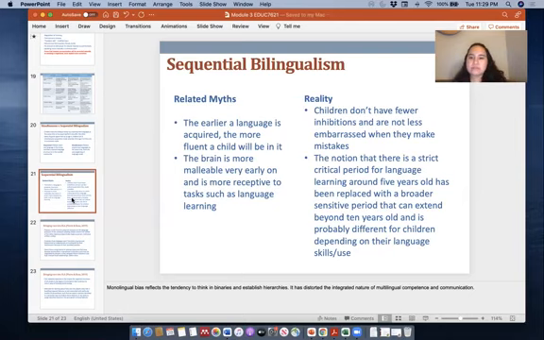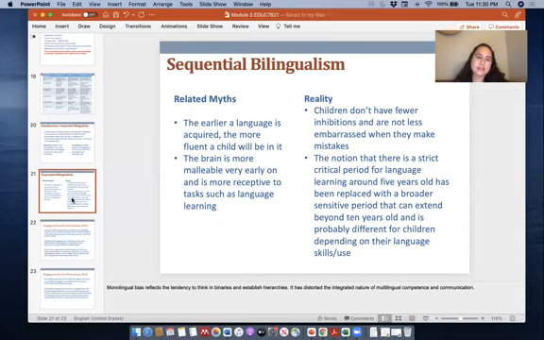Actually, children don't have fewer inhibitions than they do as they get older. It doesn't mean that younger children are braver; they can still be very intimidated by acquiring a language. This myth assumes a lot about the way the child engages with language, in terms of not being nervous or embarrassed, or being willing to learn language later, after the age of 5.